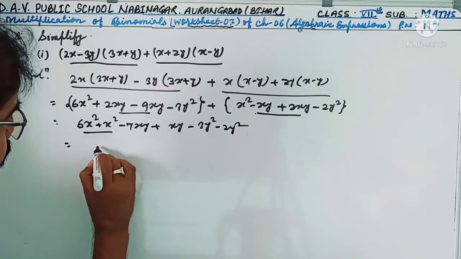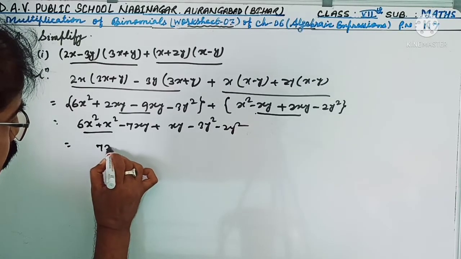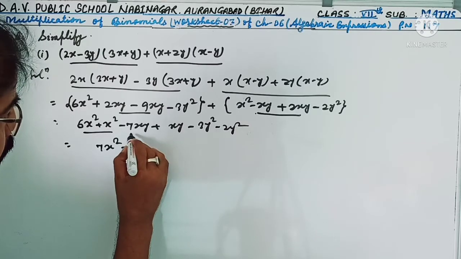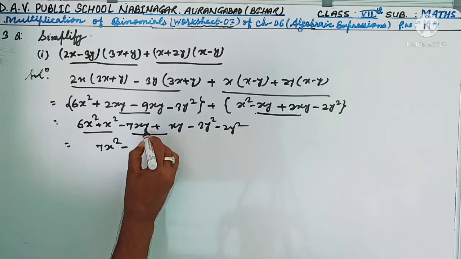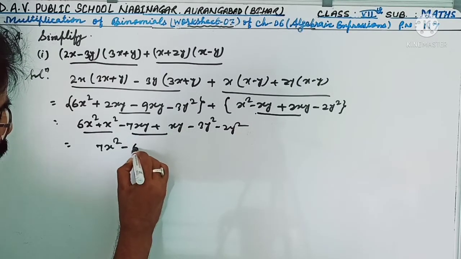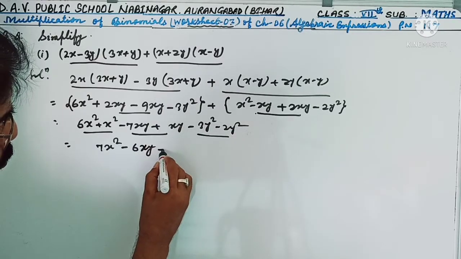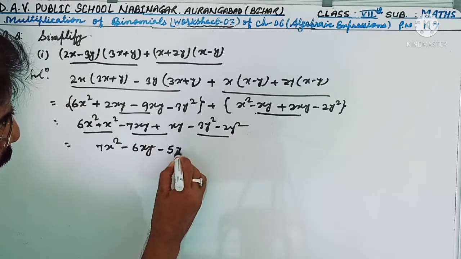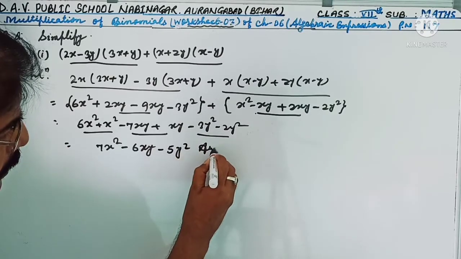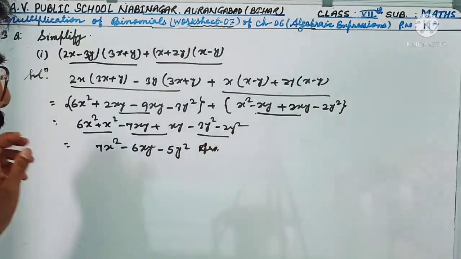is equal to 6x square plus x square, 7x square, and minus 7xy plus xy, minus 6xy, and 3 minus 2, so plus y square. This is your answer.